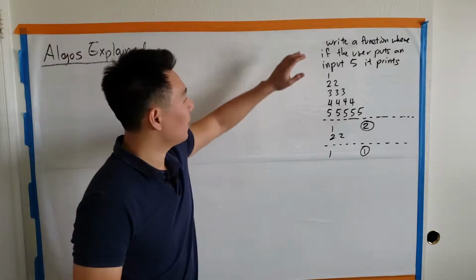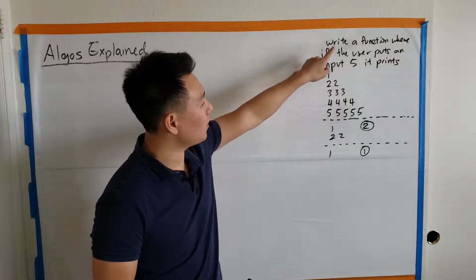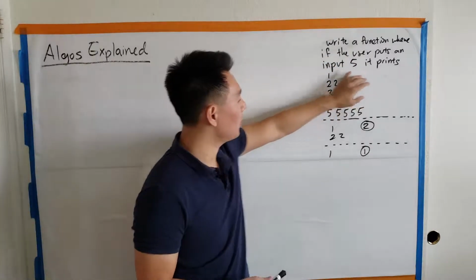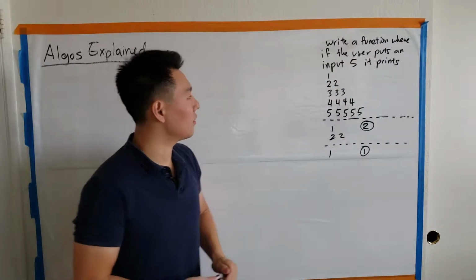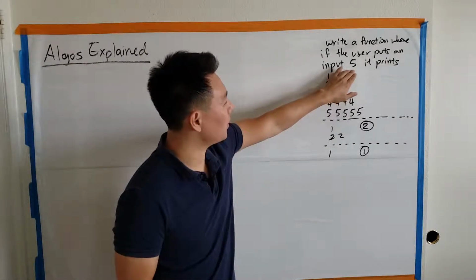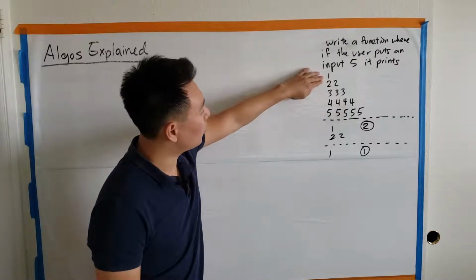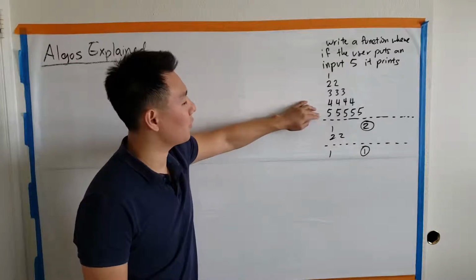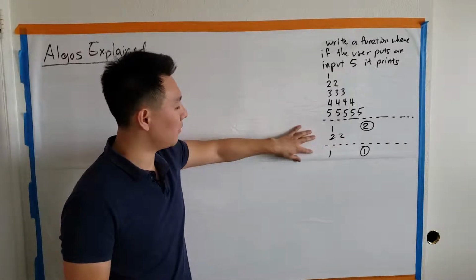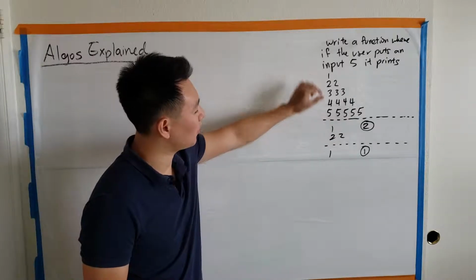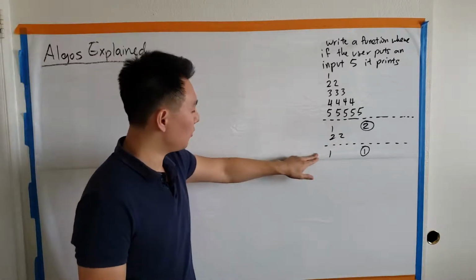This one says write a function where if the user puts in an input of 5, it prints this chunk right here. So we're putting in 5 and we're going to print out not only 5 lines, but also 1, 2 2s, 3 3s, 4 4s, and 5 5s. And he gave me a couple of other examples too. If we had an input 2, we would print out just the top chunk of that. And if we just had 1, we would have 1.